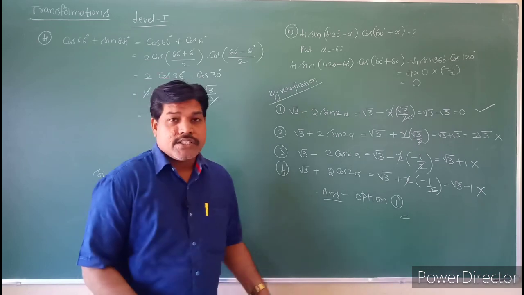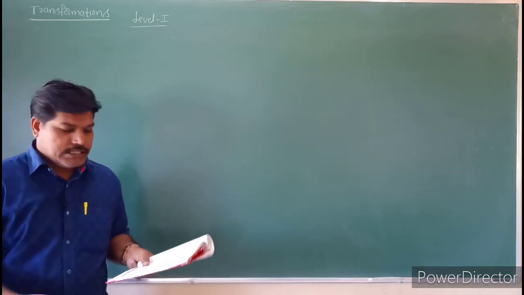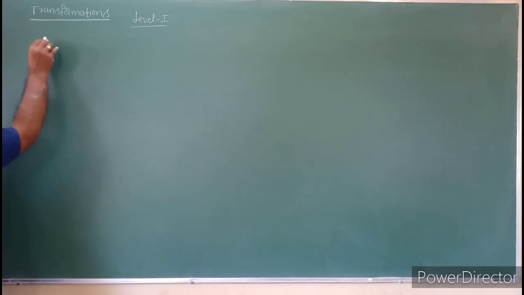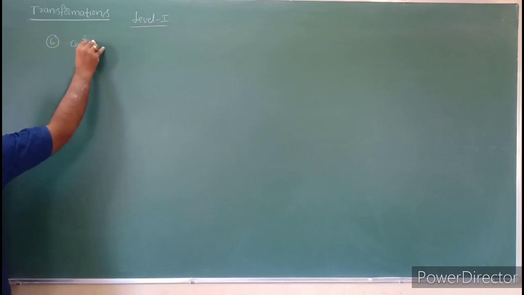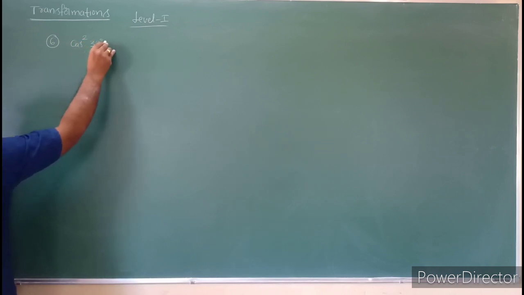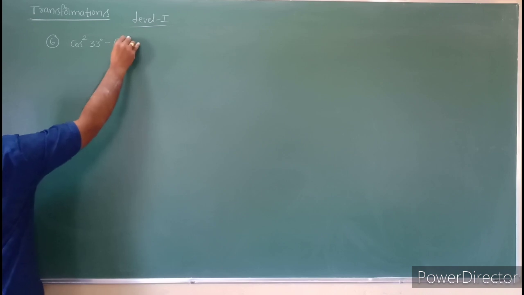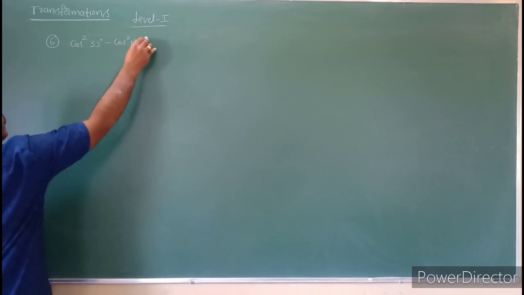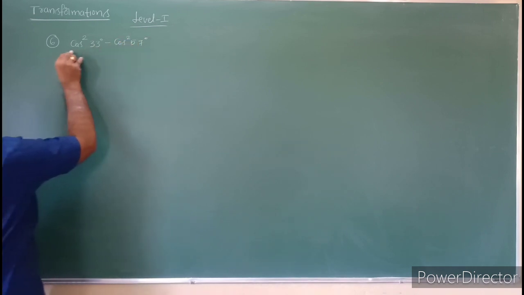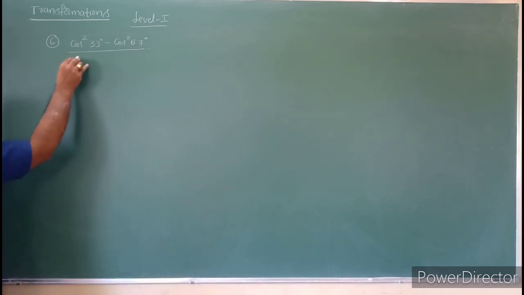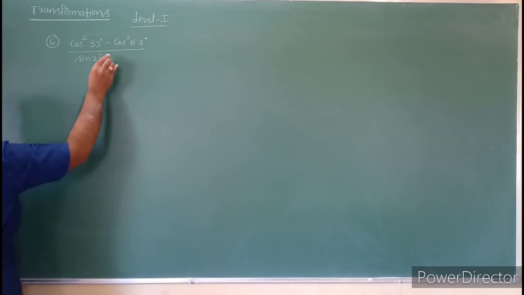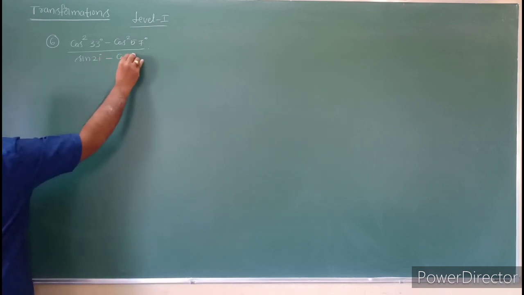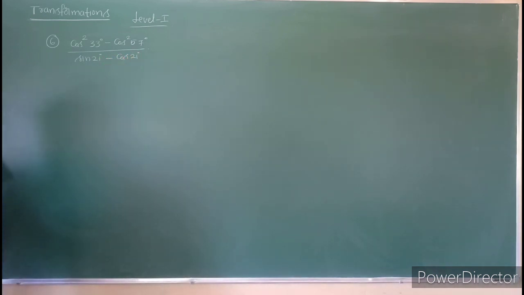So see the next question, students. The question number 6. So what is question number 6? cos square 33 degrees minus cos square 57 degrees, divided by sine 21 degrees minus cos 21 degrees.